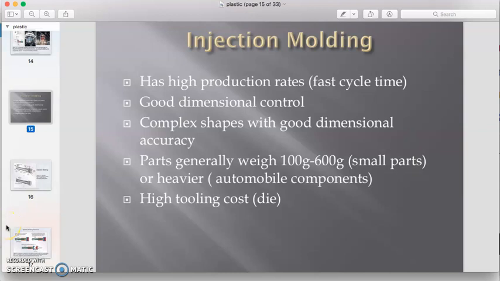Assalamualaikum and salam sejahtera. Today we will continue our discussion on polymer processing, but focus on the injection molding process.